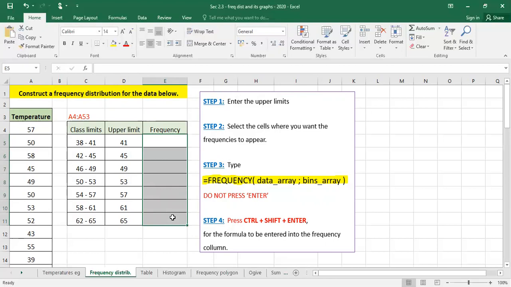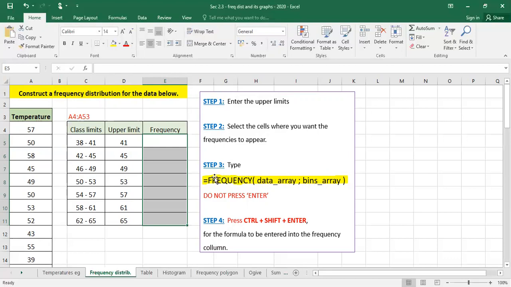Then we can start typing, and the command we use is equals FREQUENCY. The two bits of information we need to give are the data array, so where our data is typed, which we noted was cell A4 to cell A53, and then the bins array, those are your upper limits, so the range of your upper limits.